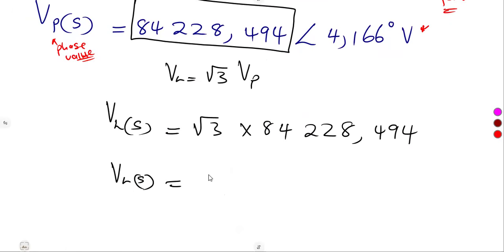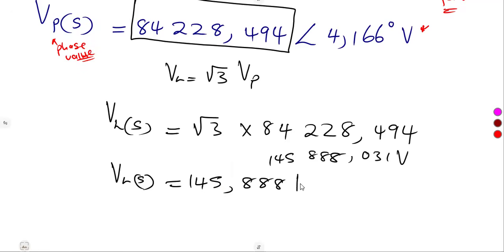So that was going to give us 145,888. Guys, you can even convert this to kilovolts. Divide by 1,000. That was going to give us 145.888 in kilovolts. So whenever you are asked to calculate a voltage, at the end, you must express your answer as a line value.